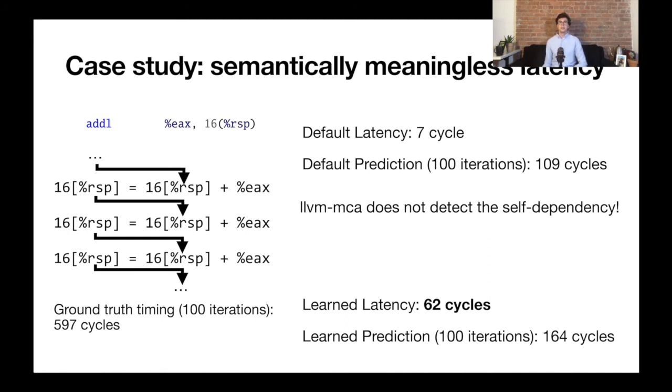So this is something of a downside of learning values through minimally constrained optimization. Any values that lead LLVM-MCA to be more accurate are accepted by DiffTune, even if the values don't correspond to semantically reasonable values.